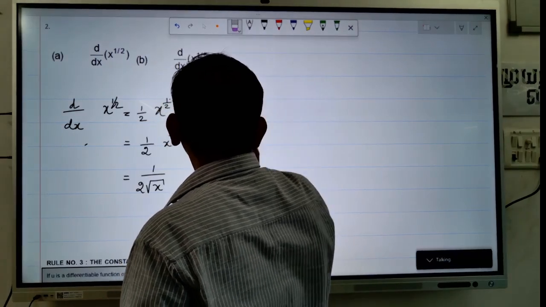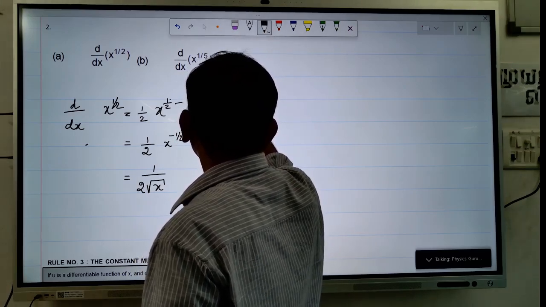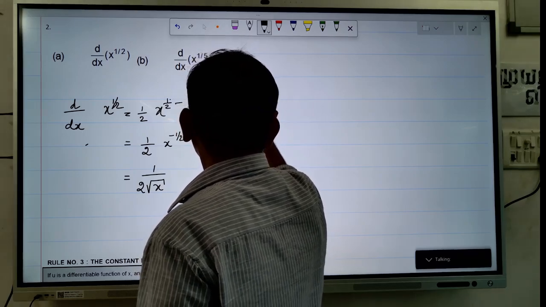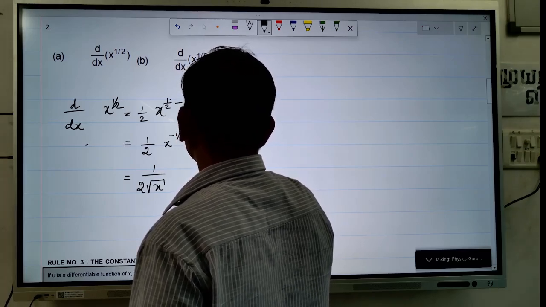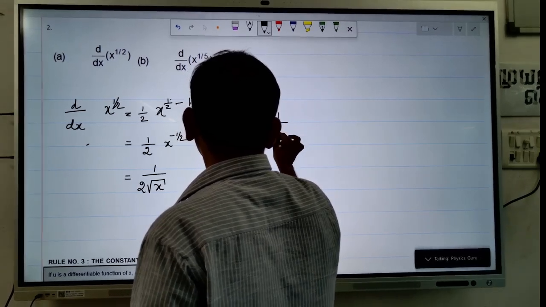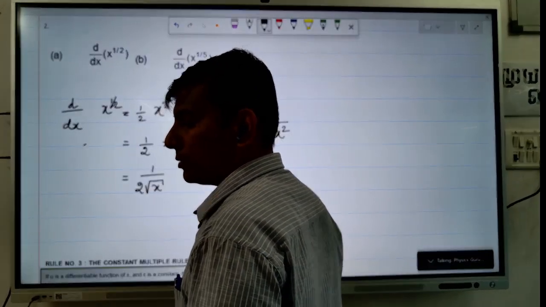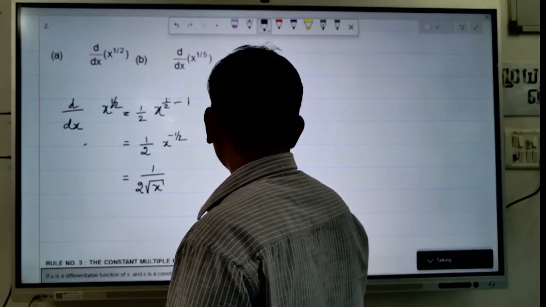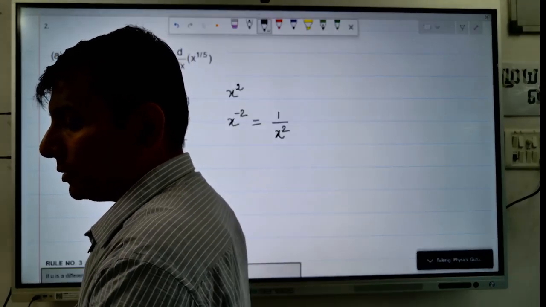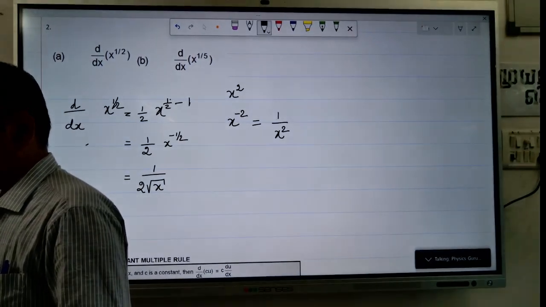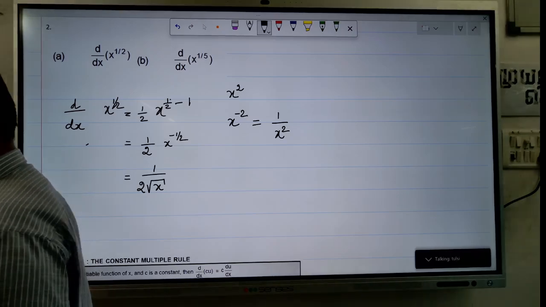Observe, suppose we write x to the power 2, no problem. But what does x to the power minus 2 mean? Which is nothing but 1 by x squared. Okay? So anything power 1 by 2 means you are writing that quantity inside a square root, right? Correct? Okay.